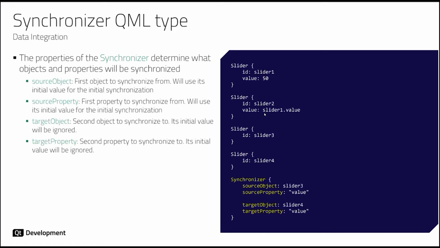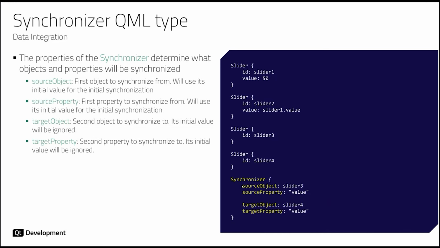And in the second 2 sliders, we're actually using the synchronizer type to synchronize those properties rather than using property bindings. So we can see in our synchronizer type, we're using the source object and source property. So the source object and source property are going to be basically the object to synchronize from. And then the target object and target property will be the object or the properties to synchronize to.